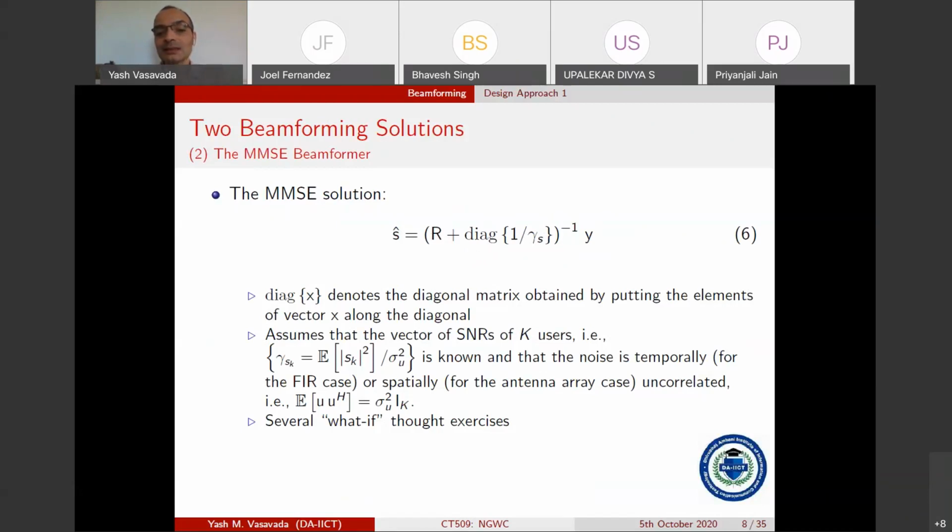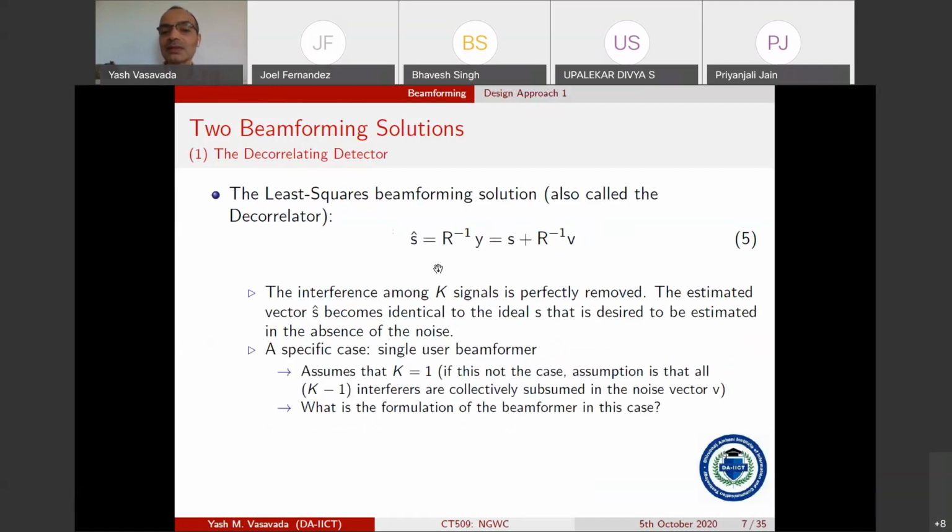So basically, where MMSE starts outperforming the least squares decorrelator is where R is not the identity matrix and SNR is not very high. Let us consider one more example, where R is not even full rank. When R is not full rank, I cannot even do this. Least squares is out of the window.